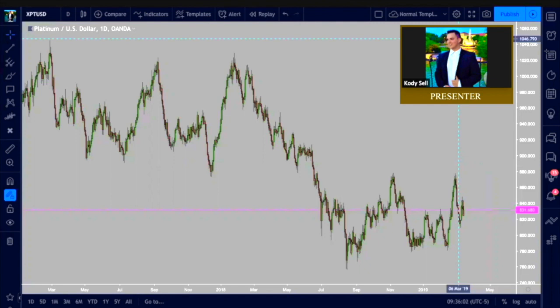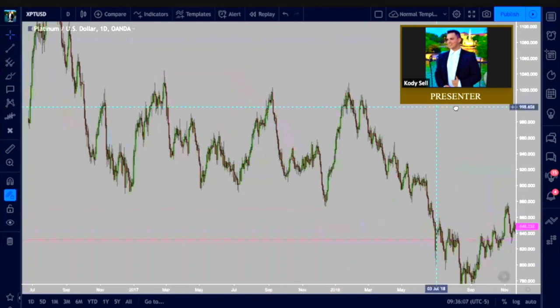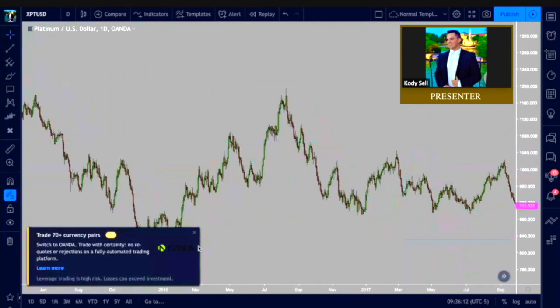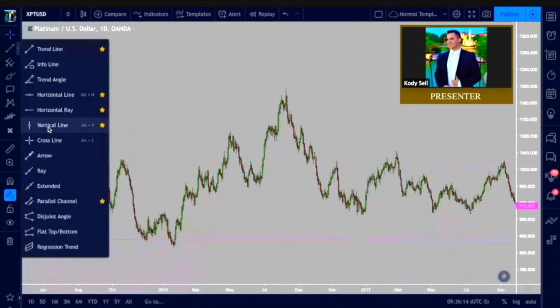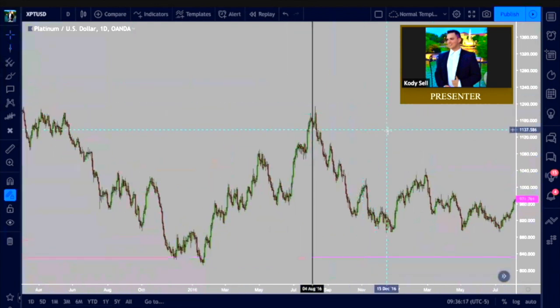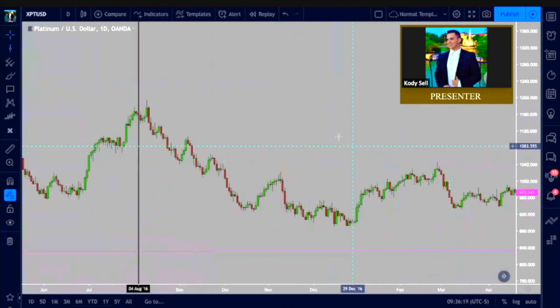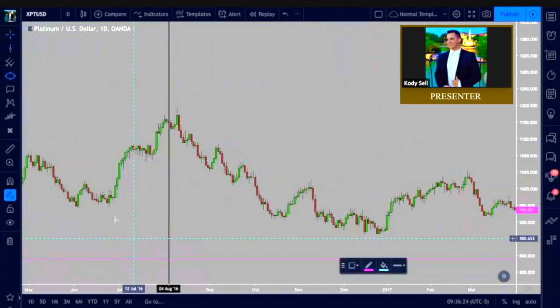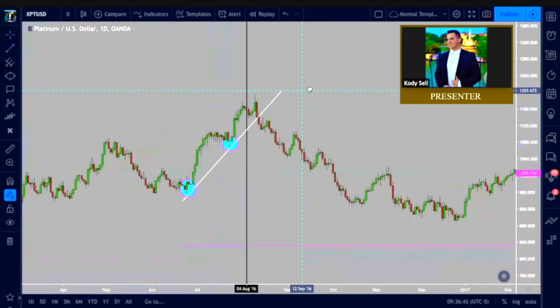So I've got platinum pulled up here, platinum against the US dollar on the daily time frame. We're going to be just going through it. Let's just start over here right in this area. We're going to draw a vertical line right here and start from there. The first thing I'm noticing for trend lines is we've got this right here and this right here, and we're going to connect those with our trend line. We're just going to throw our trend line just like this.